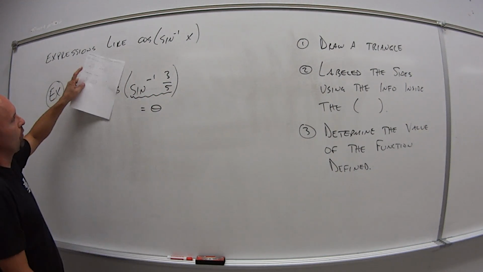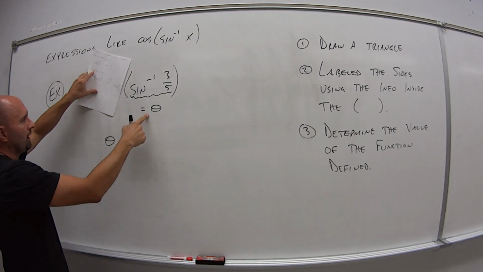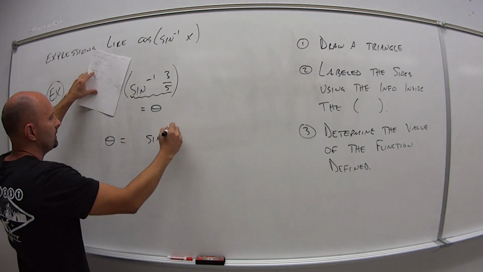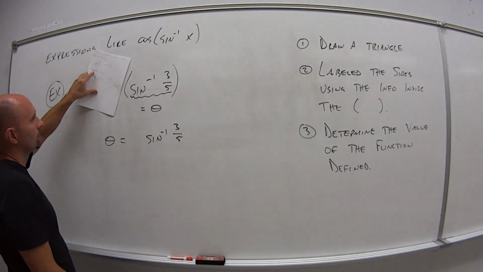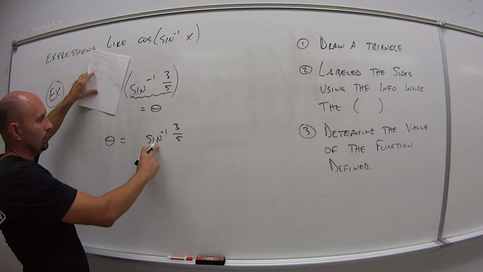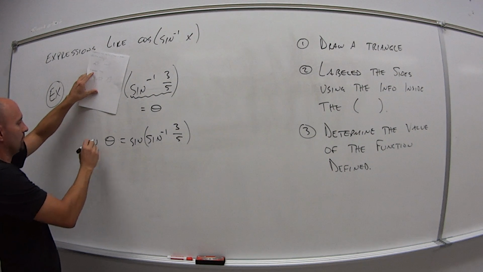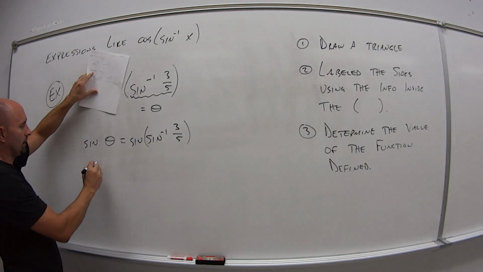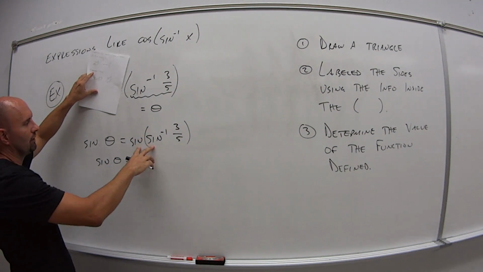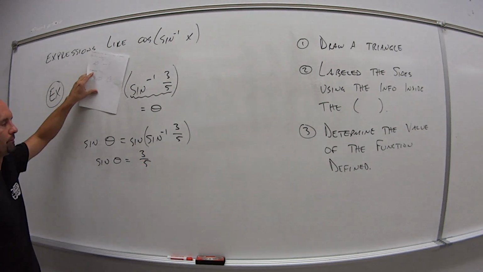Not even going to worry about the cosine for now. So if I just use this, I get what is an equation? I get theta is equal to sine inverse of 3/5. So now, if I want to get rid of this sine inverse function, what do I do? Well, I would take sine of both sides. So that gives me what? That gives me sine of theta on the left. The sine and sine inverse function essentially cancel each other out again, and I get 3/5.